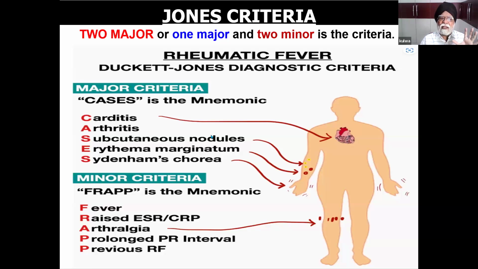Now, mainly these 5 are the most important part. These are the cardinal parts: carditis, arthritis, subcutaneous nodules, erythema marginatum, and Sydenham's chorea. 2 of the major, or 1 major and 2 minor. If these are present, this will be known as a proper case of rheumatic fever.